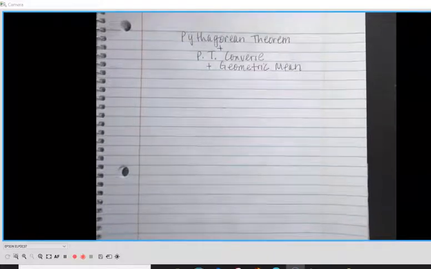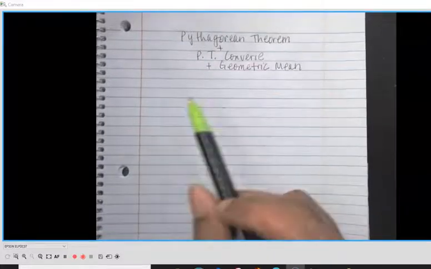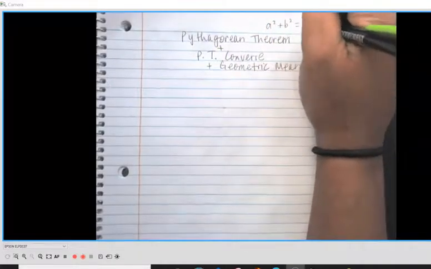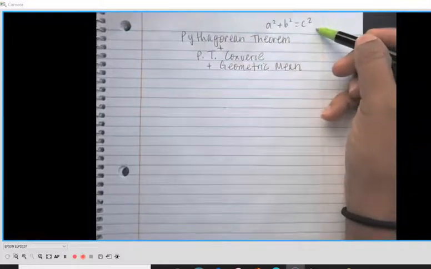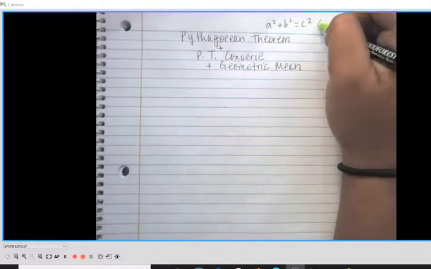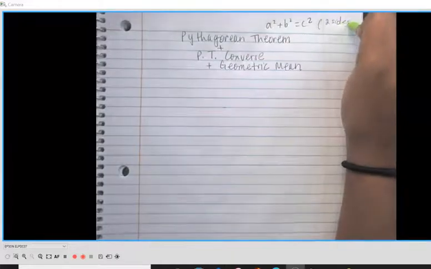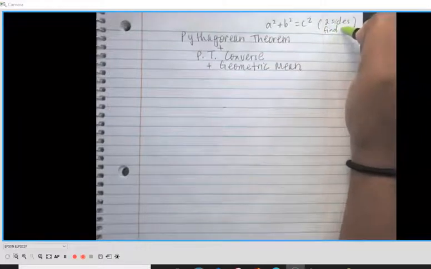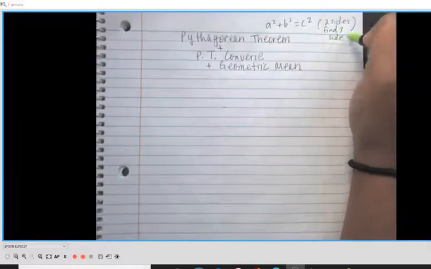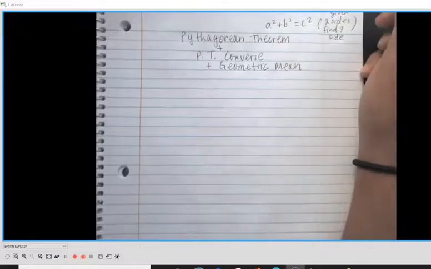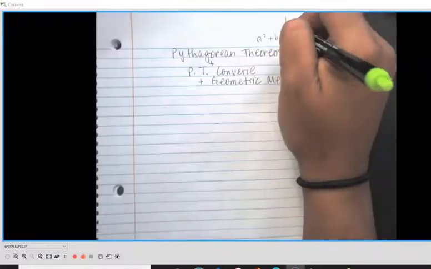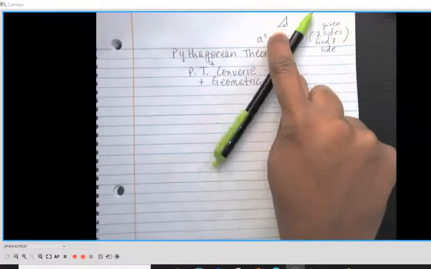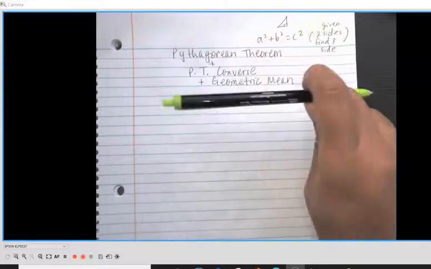So this is just to recap everything that we've covered up to this point. We've talked about the Pythagorean Theorem, which is a squared plus b squared equals c squared. Remember that the purpose of the Pythagorean theorem is that when you're given two sides of a right triangle, you can find the third missing side. It has to be a right triangle. If you have two of the legs, you can get the hypotenuse. If you have a hypotenuse and a leg, you can get the other leg.